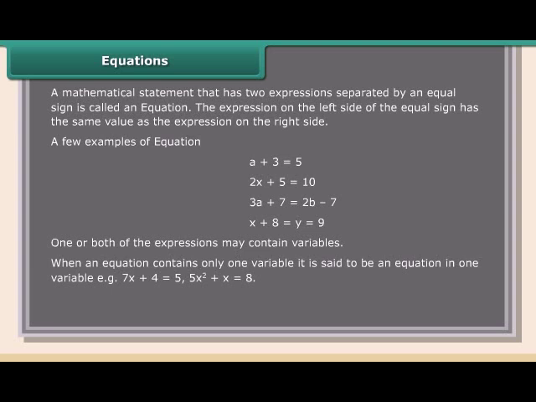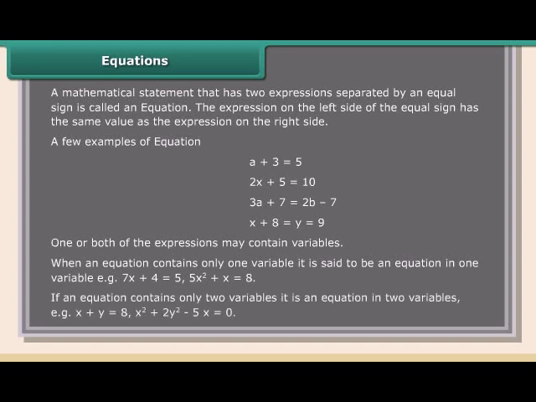That is, 7x + 4 = 5. 5x squared + x = 8. If an equation contains only two variables, it is an equation in two variables. That is, x + y = 8. x squared + 2y squared - 5x = 0.